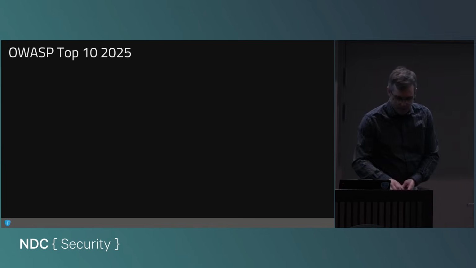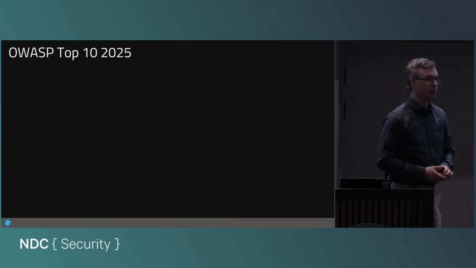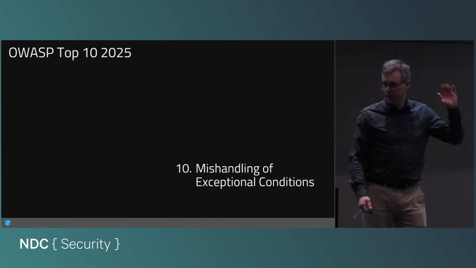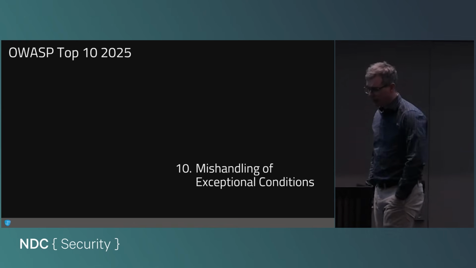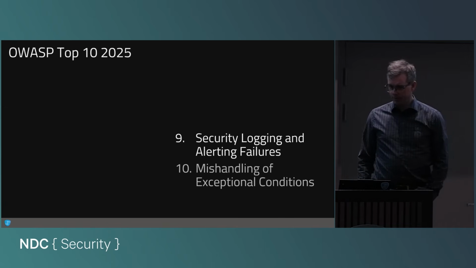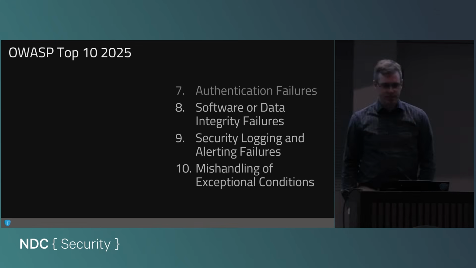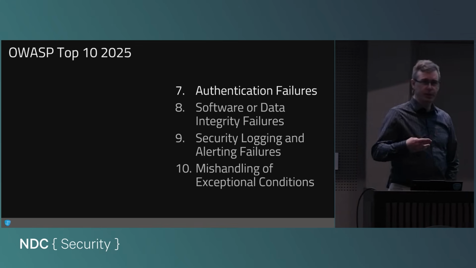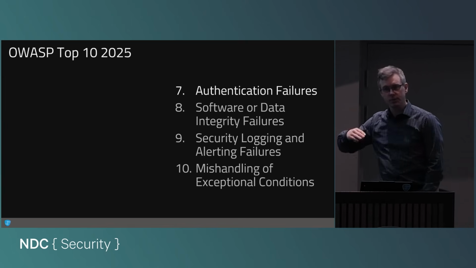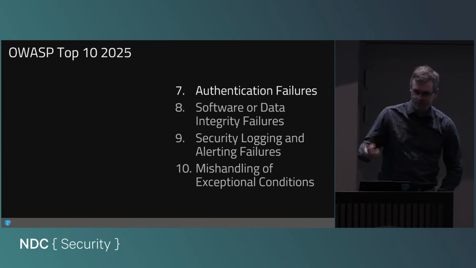So first I have a look at the OWASP Top 10 2025 list, and as everyone knows, when you present a list, you need to go from the bottom. Have a cliffhanger. So number 10 is mishandling of exceptional conditions. Number 9, security in logging and/or alerting failures. Number 8, software or data integrity. Number 7, authentication failures. As someone working with login buttons, I'm very happy to see that authentication problems is all the way down to number 7, which means that people are mostly getting that right.